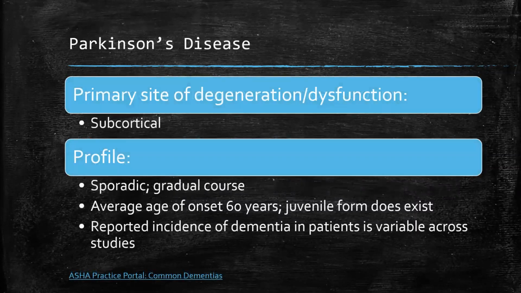So the next type of dementia that we'll talk about is related to Parkinson's disease. So this is a sporadic gradual course. Typically the age of onset is around 60 years. A juvenile form does exist. The reported incidence of dementia in people with Parkinson's disease is pretty variable across studies. So as I said, we just need more research.